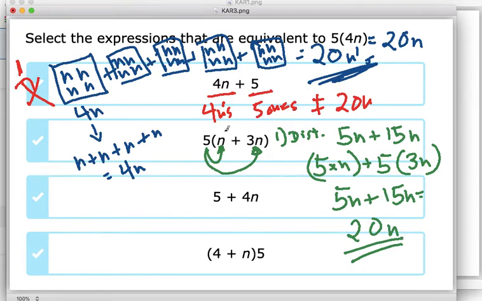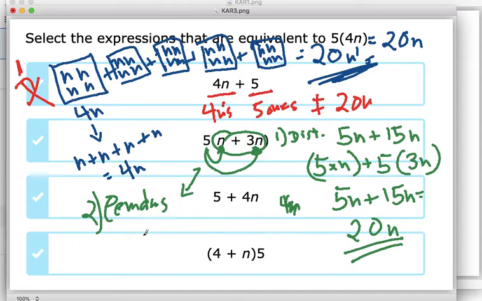The other way that you could have done this is actually just do what's inside the parentheses first. So you would have 4n. Let me do it over here. This is your second way, which is the PEMDAS way, where you could have gone n plus 3n, parentheses, times 5. n plus 3n gets you 4n.